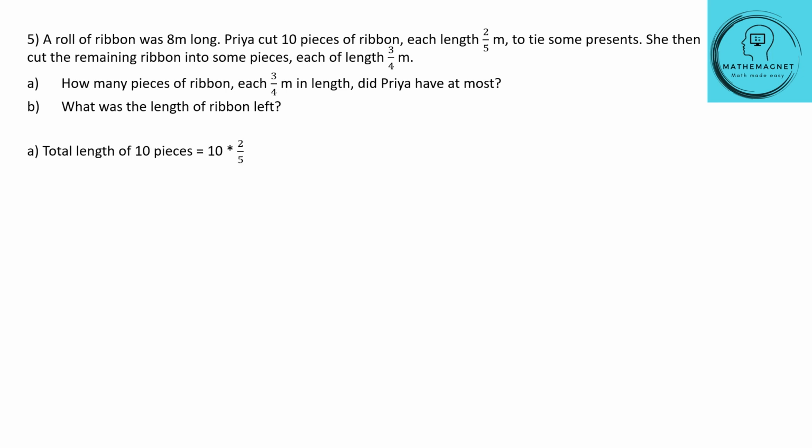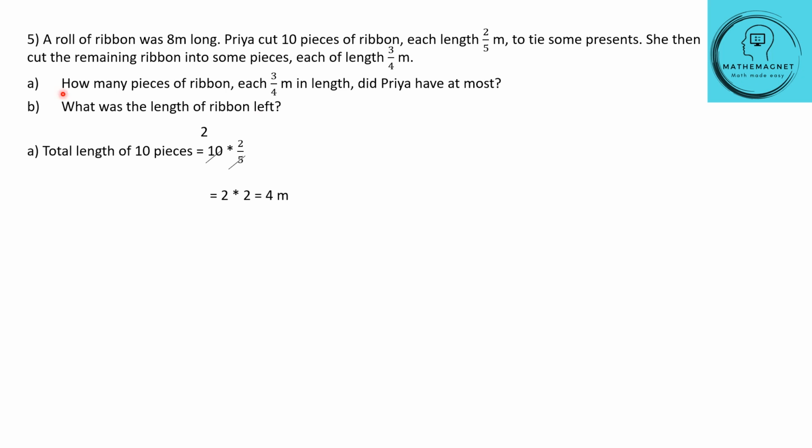Now the facts that we know are the total length of the ribbon is 8 meters long, correct? And she's cut 10 pieces and each piece is 2/5 meters. So let's find the total length of those 10 pieces. It will become 10 into 2/5, which is equal to, 5 and 10 get cancelled out by 2 times. So it becomes 2 into 2, equal to 4 meters. So the total length of those 10 pieces put together will be 4 meters. Now she has cut the remaining ribbon into some pieces, each of length 3/4 meters.